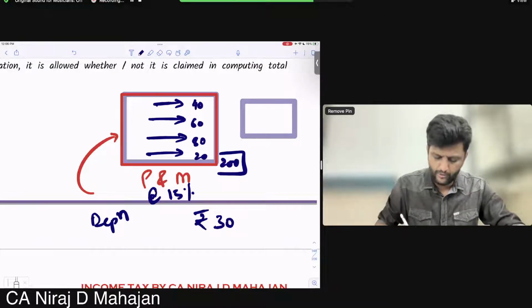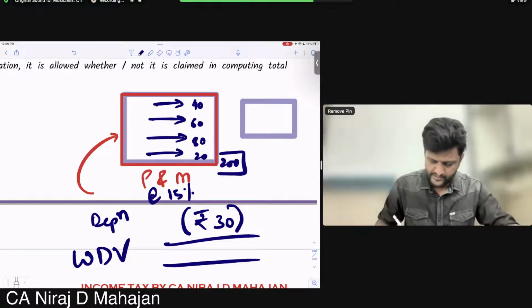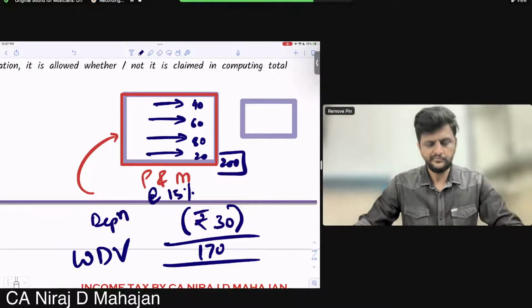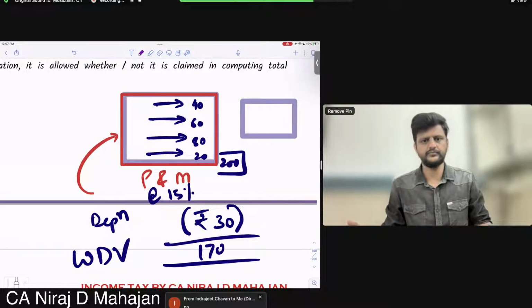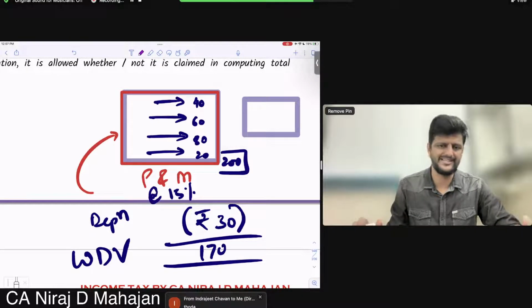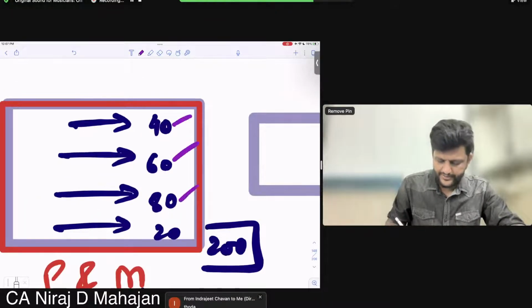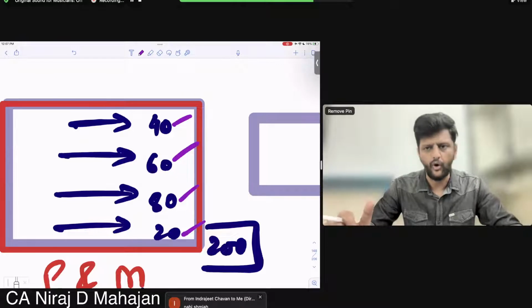So the depreciation amount is 30. So what is the WDV of the block? WDV not of individual assets. WDV of the block is now 170. Clear till here? This much you understood? We depreciate the entire block of asset, not individual assets. That means I will not calculate separately on 40, 60, 80, 20. I'll accumulate them together and give the depreciation together.